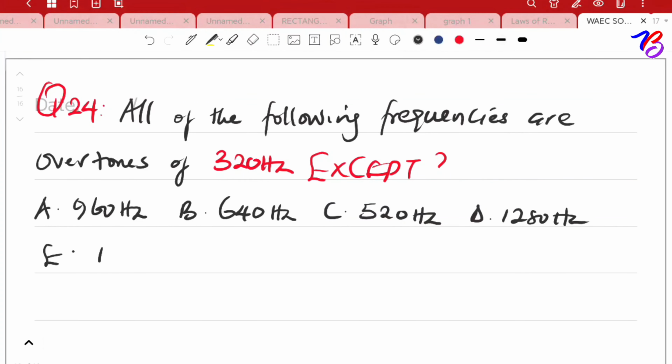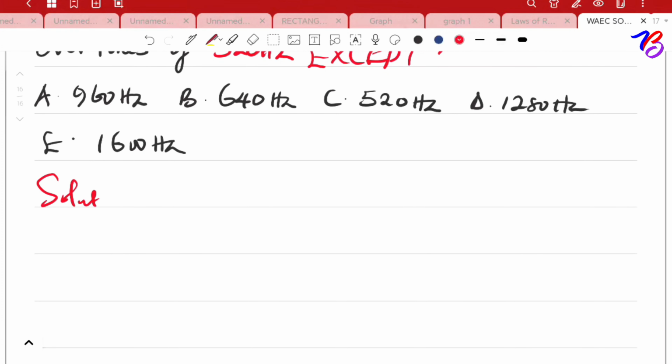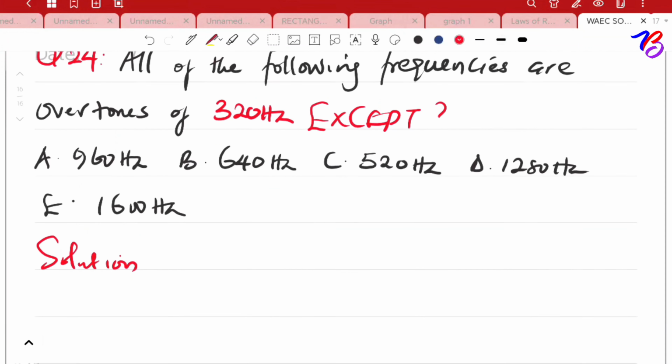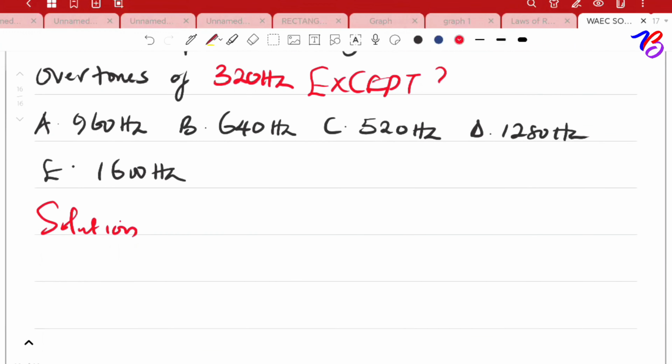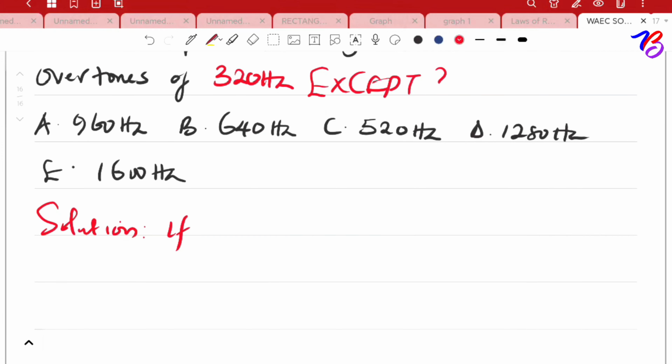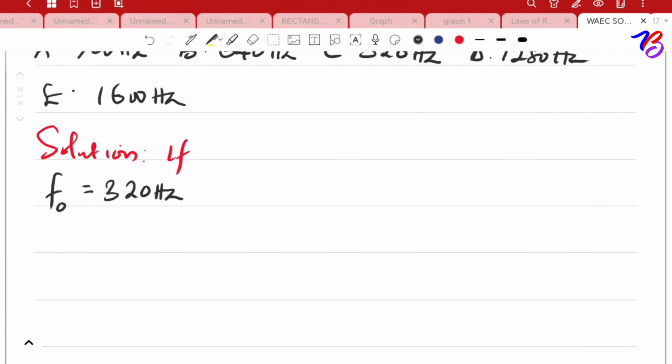Next question. All of the following frequencies are overtones of 320 Hz except, we have 960, 640, 520, 1280 and 1600 Hz. So we're going to solve using 320 Hz. Is that clear? Then in the options, we'll check which of these options is not correct. So if F0 is equal to 320 Hz, the fundamental frequency, then our 2F0 will equal 2 multiplying 320, which will give us 640 Hz.